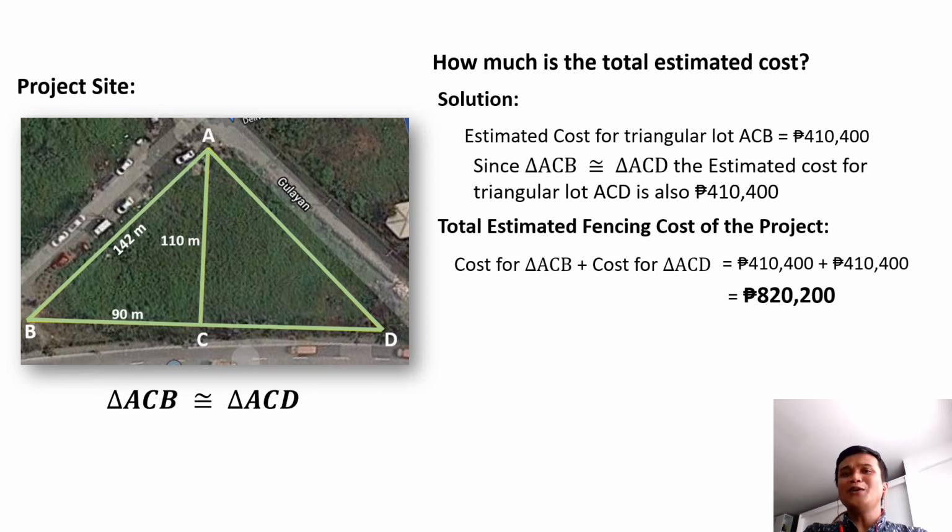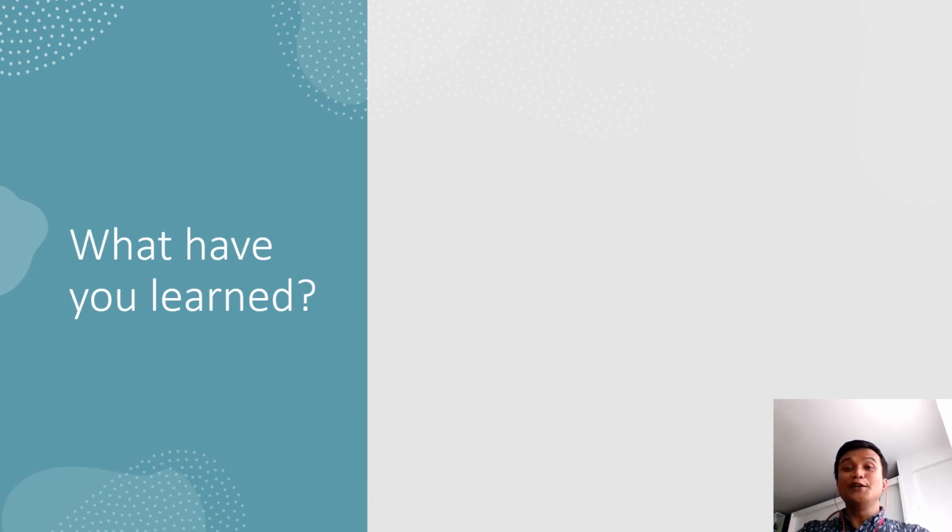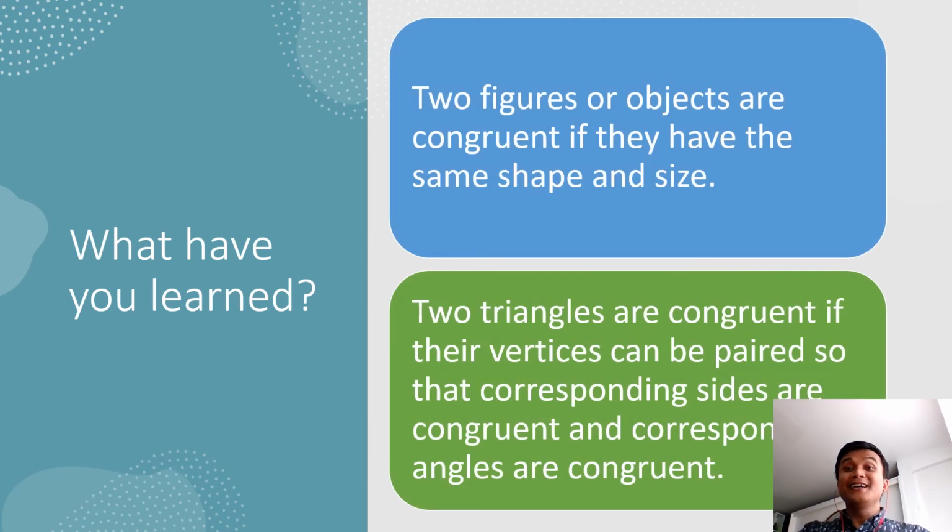Now we appreciate the real-life application of congruent triangles. I know that you learned so many things in our session today. Okay, what have you learned? We learned that two figures or objects are congruent if they have the same shape and size, and two triangles are congruent if their vertices can be paired so that corresponding sides are congruent and corresponding angles are congruent.